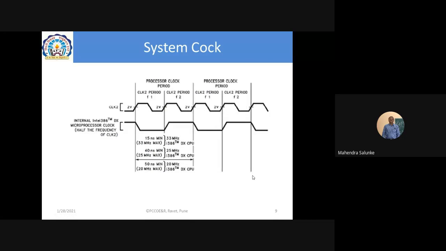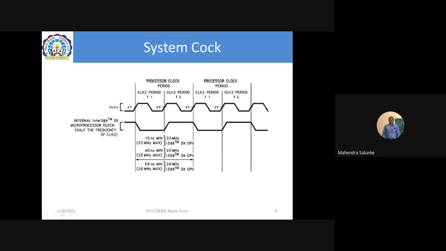Then this is a system clock. Now, in one of our discussions, I told you that whatever clock input is applied goes to the CLK2 pin. The name that was given is CLK2. Here you can highlight the internal microprocessor clock, the second waveform.